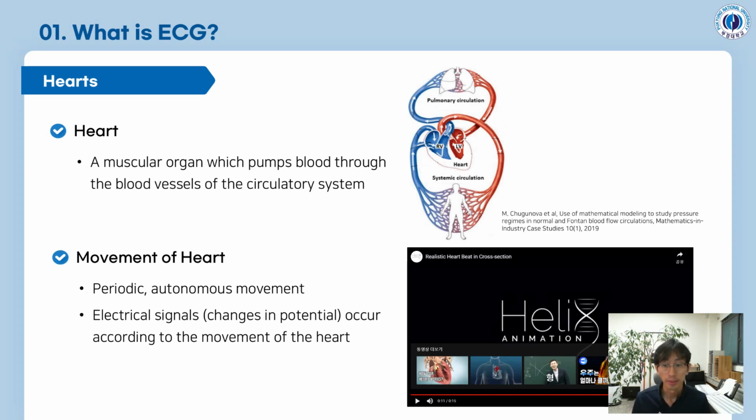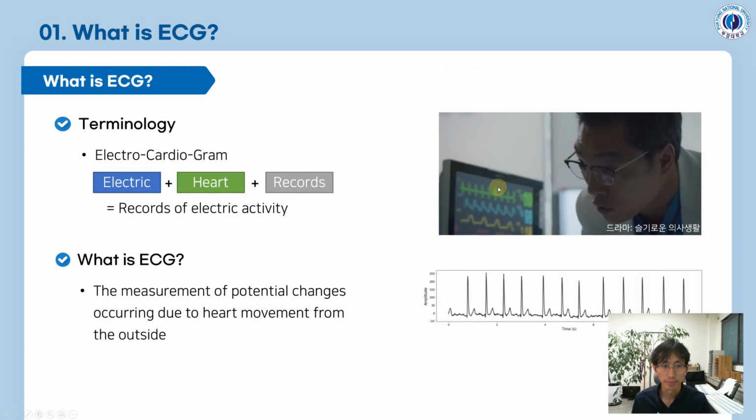If we have some disease, then it does not move regularly, and we need to take some medicine or we need to get some surgery. Okay, so this is what we call periodic and autonomous movements. And this movement generates electrical signals. So this signal is what we are interested in and we are talking about in this class. Okay, let's move to the next slide.